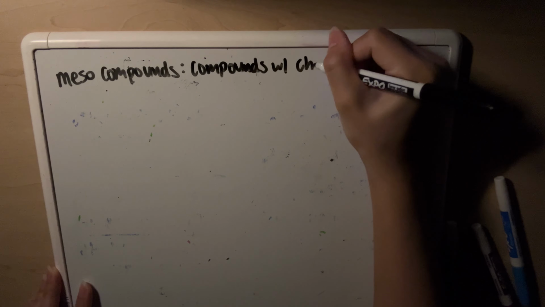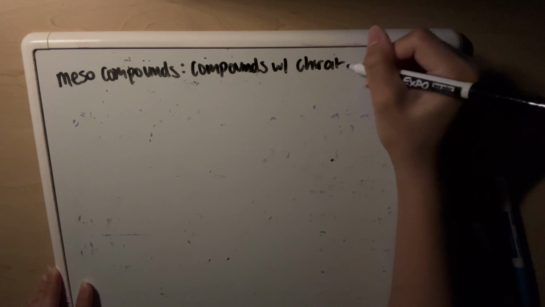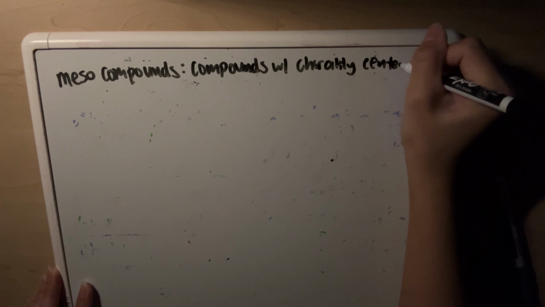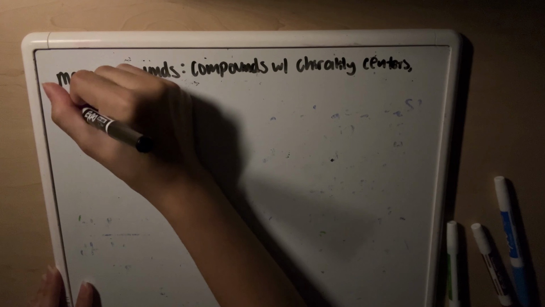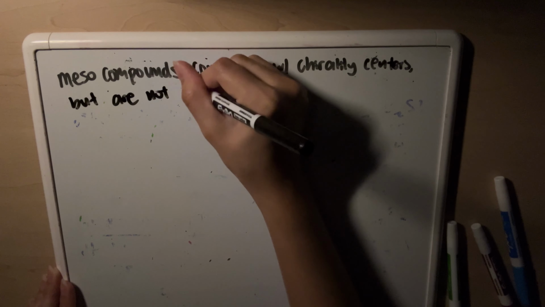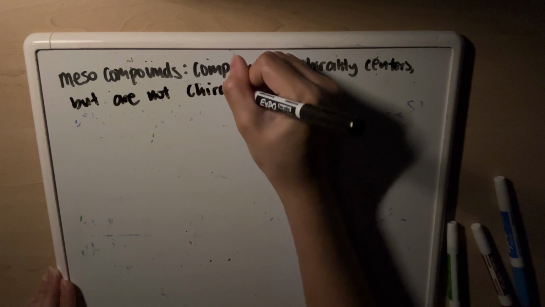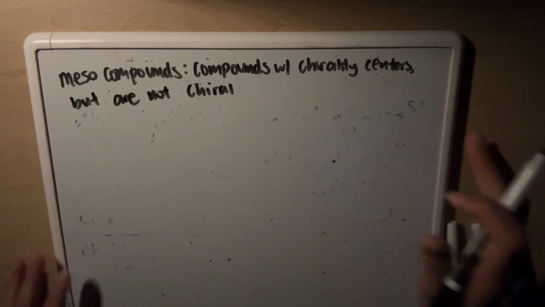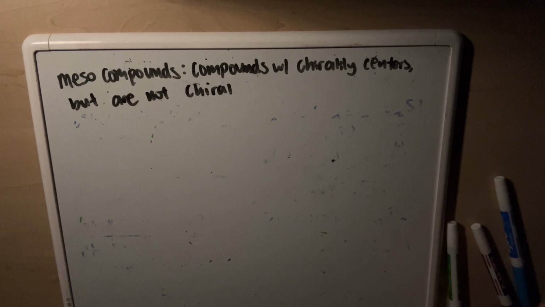Compounds with chirality centers, if I can spell that again, there we go. Chirality centers. But are not chiral. I think this is the most important thing to remember: meso compounds have chirality centers, but they're not chiral. So they have to have stereocenters to be meso compounds.